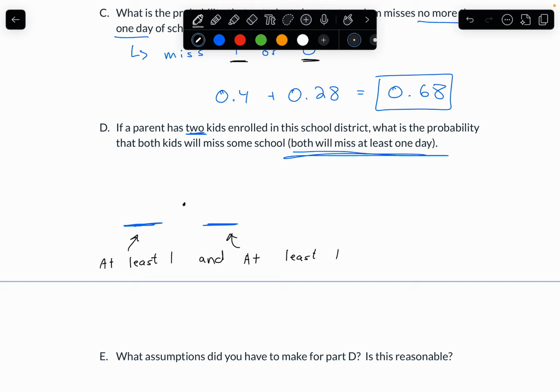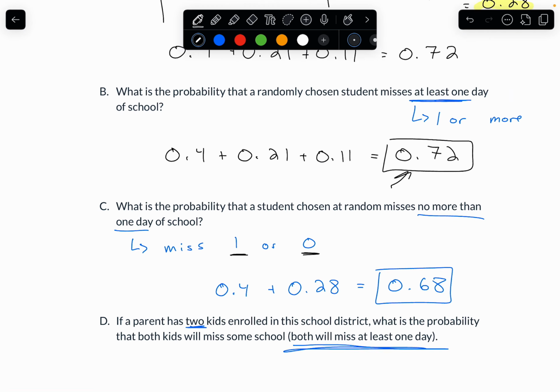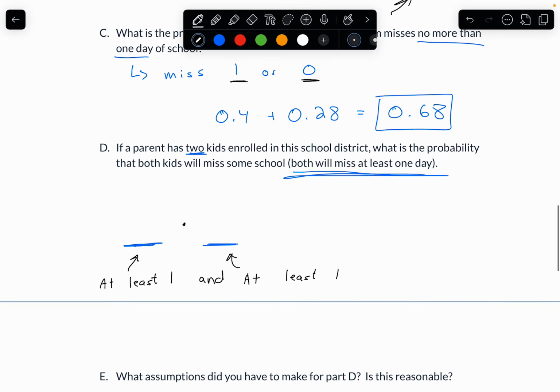And actually, we found these probabilities right above. The probability that a student misses at least 1 day, that probability was 0.72. So the probability that a student misses at least 1 day would be 0.72, and the probability that the other student misses at least 1 day would be another 0.72. And if I'm looking for an and probability, I'm going to multiply these together. So 0.72 times 0.72 gives me 0.5184 for my probability there.